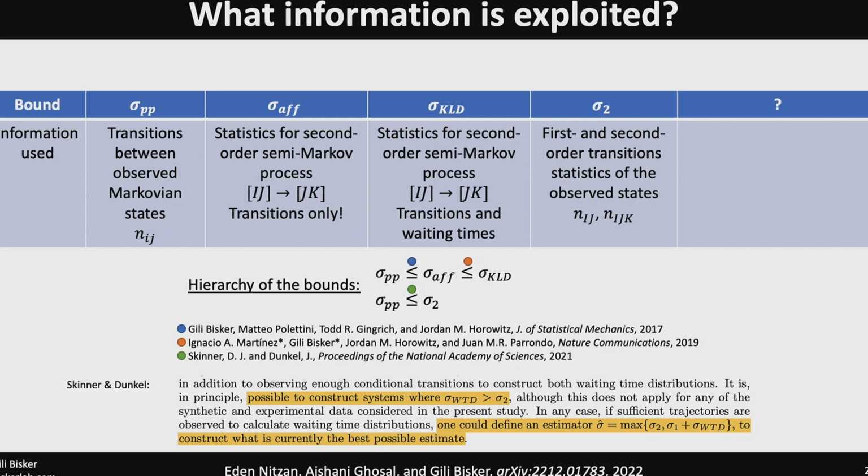In their paper, they showed several examples, and in all the examples they showed, the sigma 2 bound was better than the KLD bound. However, it's not always the case. And what they say is that it's possible to construct systems where just the waiting time distribution contribution is larger than the sigma 2. So what they suggested is one could define an estimator, which is the maximum of the sigma 2 and the sigma 1 plus sigma waiting time distribution, which in their notation is just the KLD bound, to construct what is currently the best possible estimate. So I cannot put sigma 2 on the same line as the affinity and the KLD.